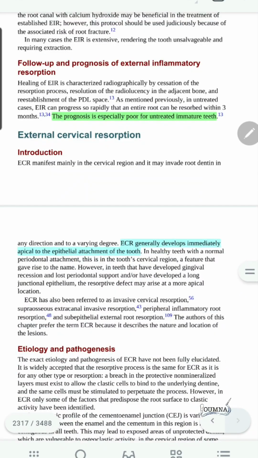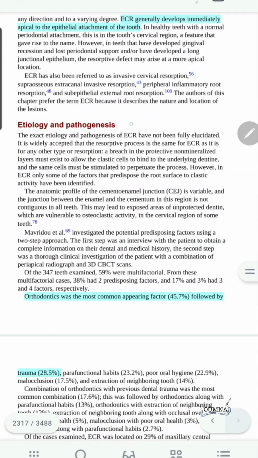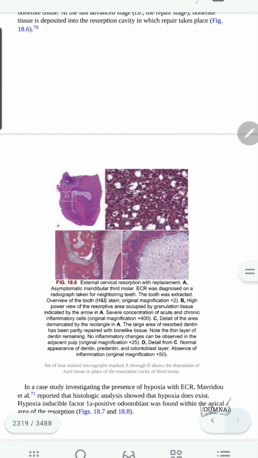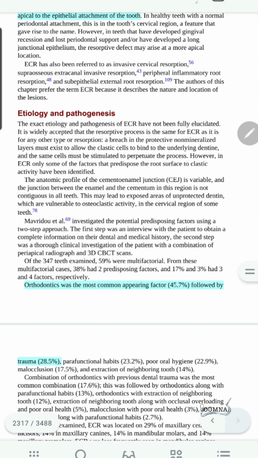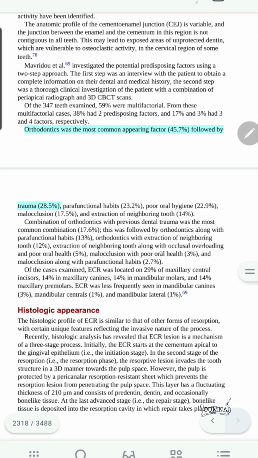And now let's talk about the external cervical resorption that is associated with the cervical area of the tooth, and it appears in 45% of the cases with orthodontic treatment, and in 28% with trauma.